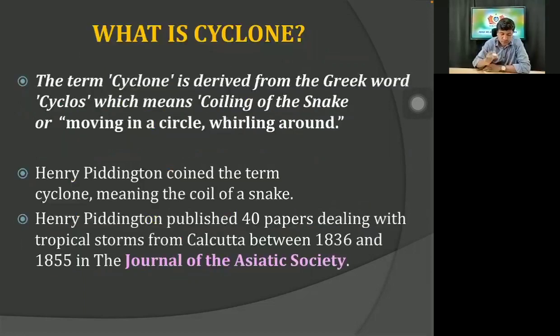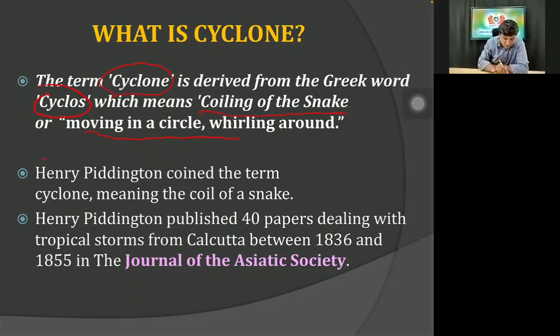Okay, so first, you should know the exact meaning of cyclone. Cyclone means a circular storm, and this cyclone will originate mainly in low pressure areas. That is a very important point. The term cyclone is derived from the Greek word cyclos. Its meaning is coiling of a snake or moving in a circle, and we call it cyclone.